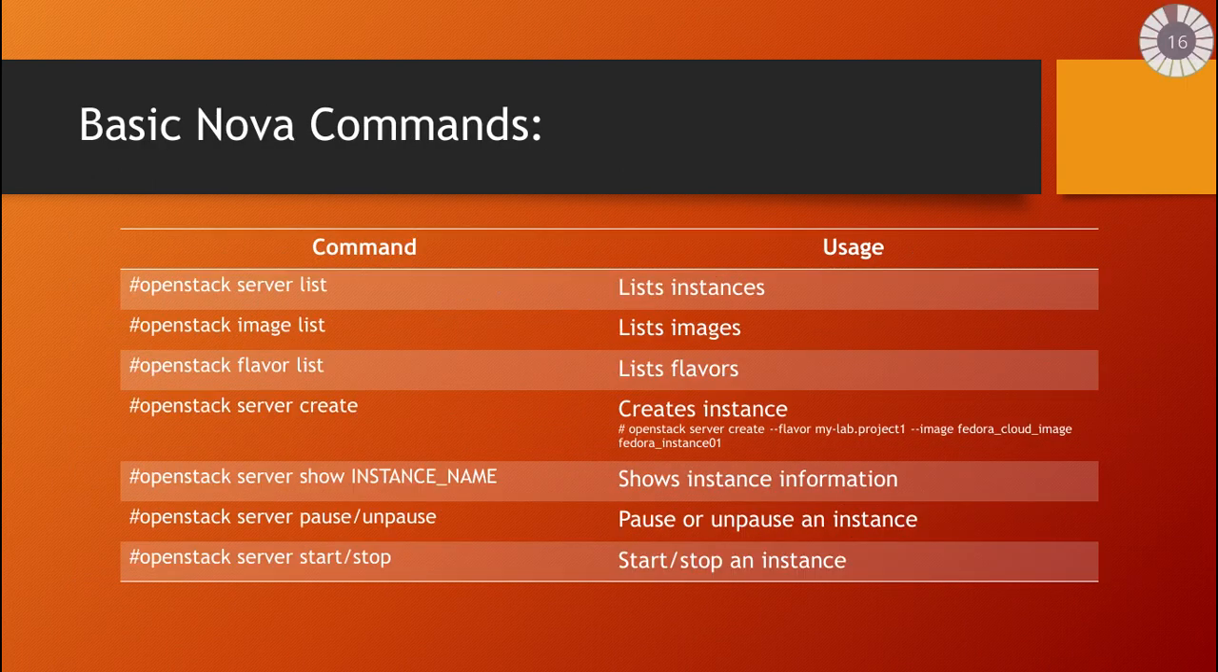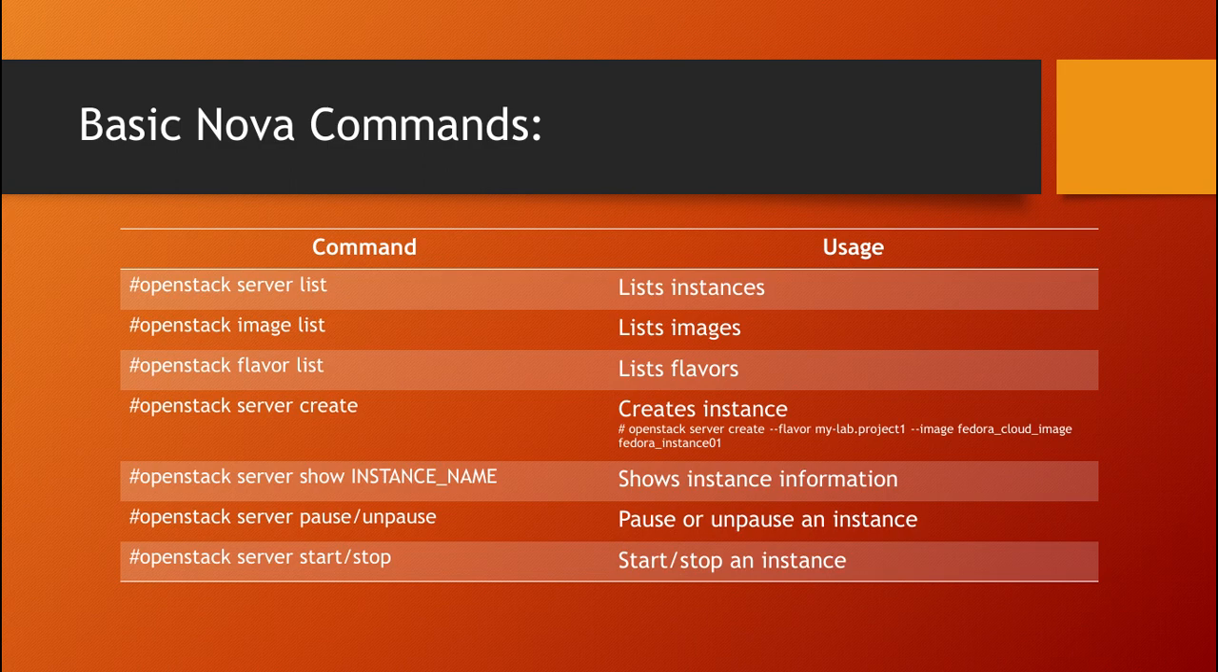Here are a few basic Nova commands. One is openstack server list, which lists your instances, whereas openstack image list lists the available images, and openstack flavor list lists the available flavors inside your OpenStack platform. With the command line itself, we can create or launch an instance. For that, you have to use the command openstack server create.